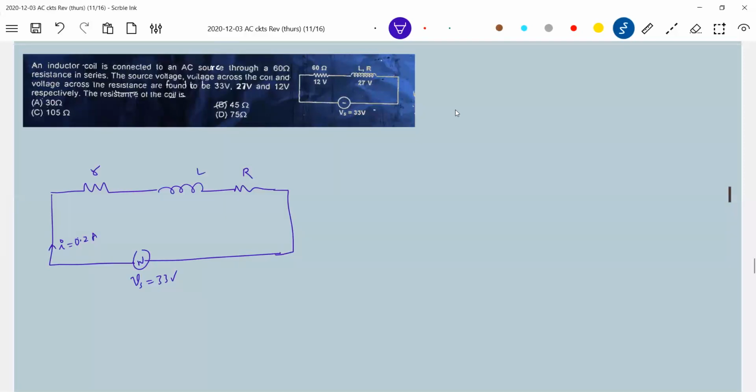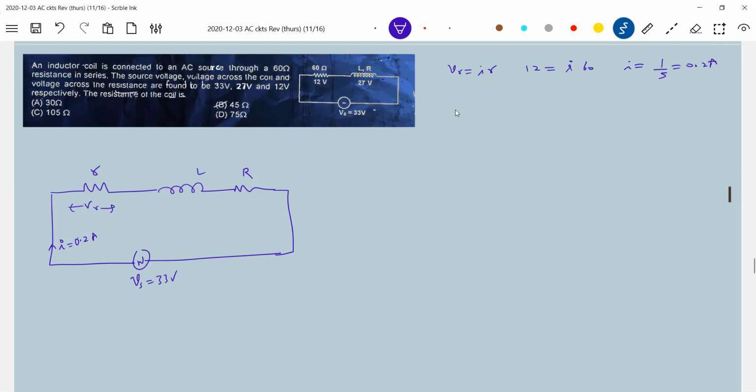Go directly, I'll apply Ohm's law across the resistor. So across the resistor, what we get? VR. So VR should be equal to I into small r. So VR we know it is 12, I into 60. So therefore I equals 1 by 5, 0.2 ampere.